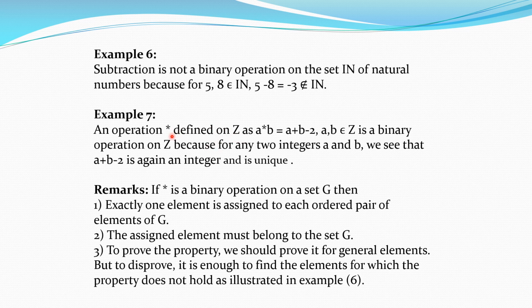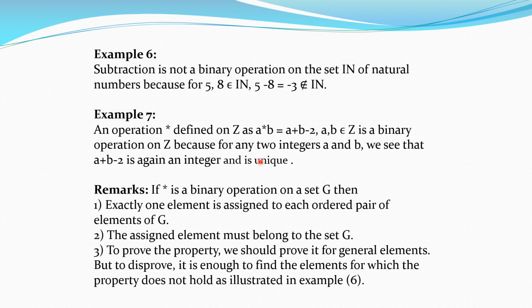In this way, A star B is nothing but the first number A plus the second number B minus 2, according to the definition of star. Now see, for any two integers A and B, A plus B is again an integer. And if we subtract 2 from that integer, then definitely it is an integer. And so this star is a binary operation on Z. So these are some examples.